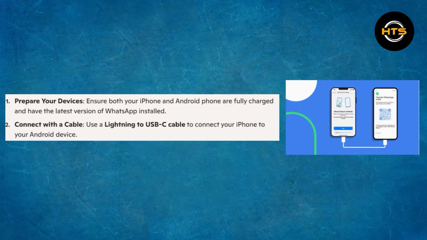Ensure both your iPhone and Android phone are fully charged and have the latest version of WhatsApp installed. Next, use a Lightning to USB-C cable to connect your iPhone to your Android device.